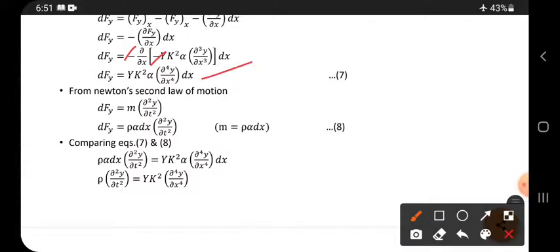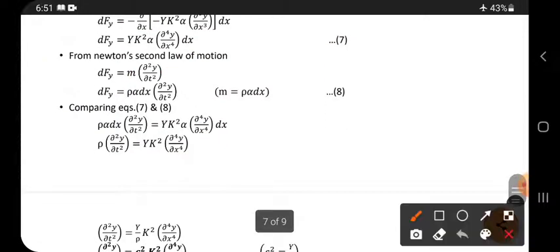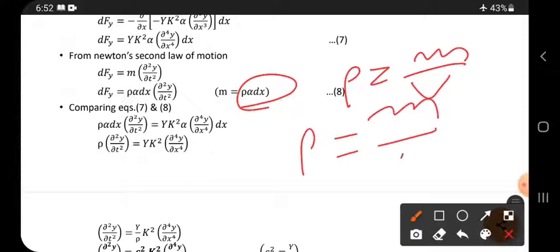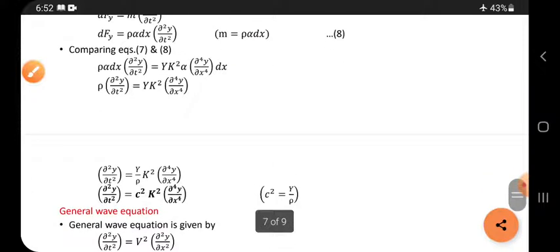Right? So this is from Newton's second law of motion. Force is equal to mass into acceleration. Dou square y by dou t square is the acceleration. And we know the mass can be written as rho alpha dx. Why? Rho is equal to mass by volume, and volume can be written as area into length. Bring these two things to this side, then m is equal to rho alpha dx.